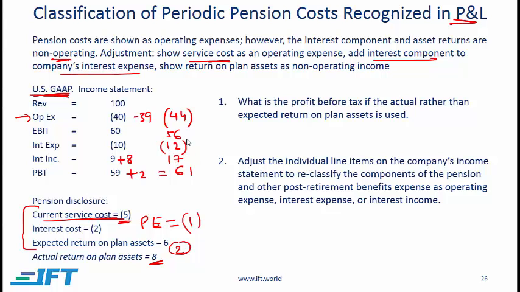Now if we add these numbers, so we have EBIT of 56, take out the interest expense, add the interest income, we end up with a profit before tax of 61. Now work through example 5 in the curriculum.